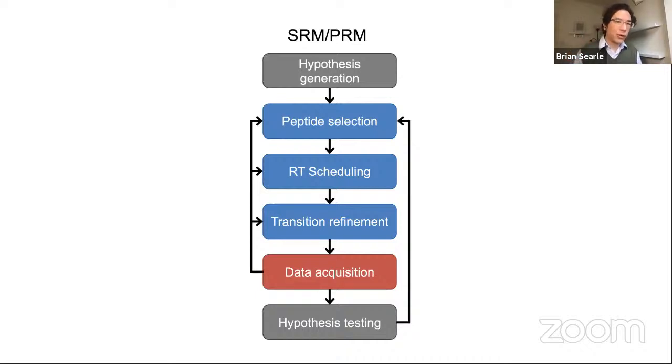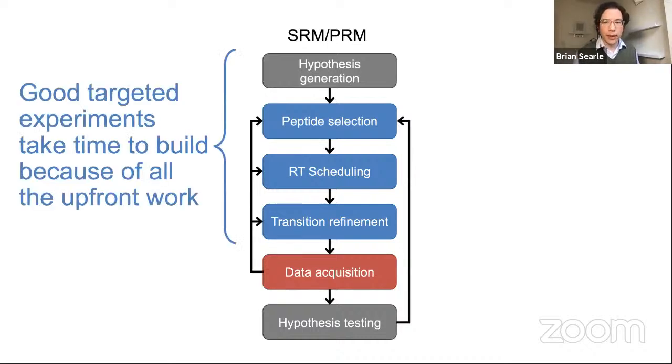And so oftentimes what we do is acquire a preliminary experiment, and then we say, actually, we needed to measure these other peptides at the same time because they belong to a different pathway that is also really important. Then we have to go back and select some new peptides and do some more scheduling and some more refinement. It's actually a long process to build a robust PRM or SRM assay. It takes months to make these things very robust and very accurate. And so good targeted experiments take a ton of time, because you have to think a lot before you actually acquire data.